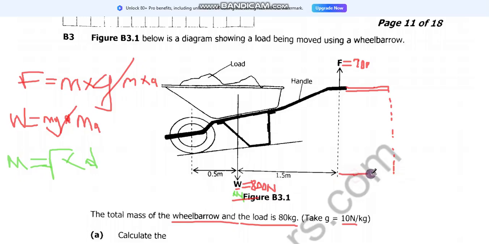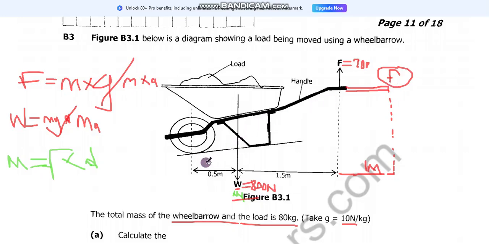So let's say this distance is actually 1 meter. I'm just assuming, let's say this distance is 1 meter, because they've said when the handles are made longer, will the force F reduce or increase? So now what will be this force? Once we find this force, we will then say whether it has reduced or not.